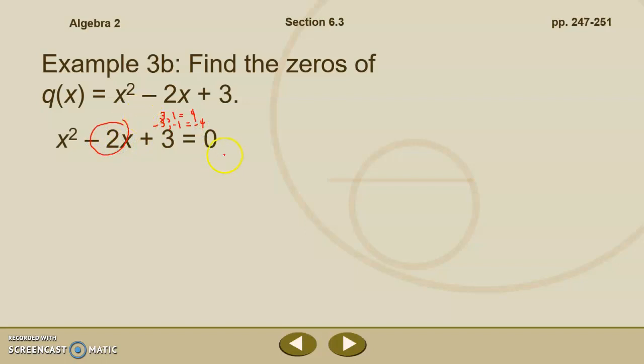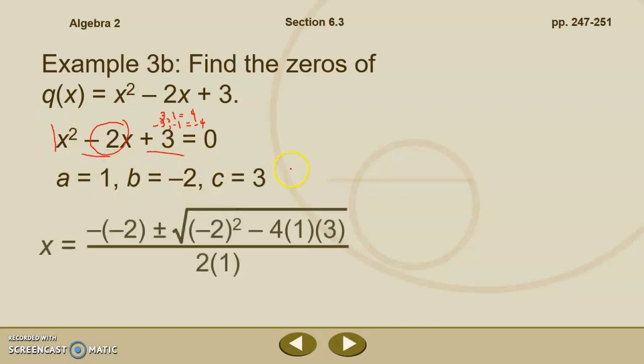I'm not going to solve this by taking roots or by completing the square, so I do need to use the quadratic formula. We're going to identify our a, b, and c. So a is 1, b is negative 2, and c is 3. And plug away. We get negative b plus or minus the square root of b squared minus 4ac, all over 2a. Please remember to use parentheses when you substitute. It's so important when we are dealing with exponents and when we're plugging into a formula that has negatives, so that we make sure that our signs are correct.